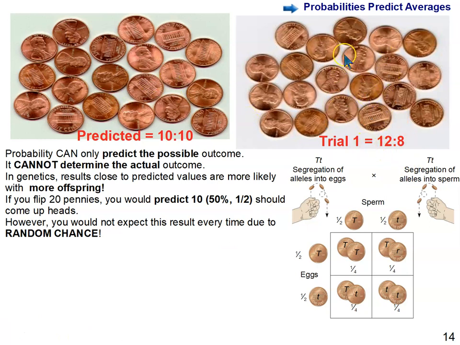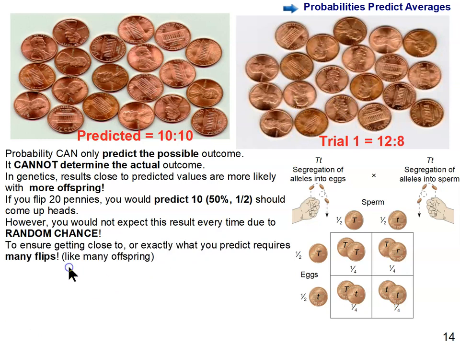But if you did this over and over and over again and averaged the results, then you would expect to get closer to a 10 to 10, or right on 10 to 10, eventually with enough trials. And that's not only important in probability, that's important when doing scientific experimentation. The more you repeat it, the more subjects you have in your experimental groups, the more you repeat the experiment and average your results, the closer you should get to the truth. So to ensure getting close to or exactly what you predict requires many flips or many offspring.